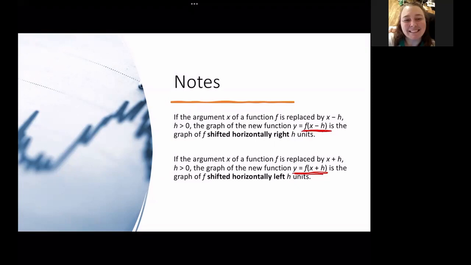So when it is within the parentheses of the function, so your x is moving, it kind of flips the sign. So if it's a minus h, you're going to go to the right, towards the positive. And if it's a plus h, you're actually going to go to the left, towards the negative.